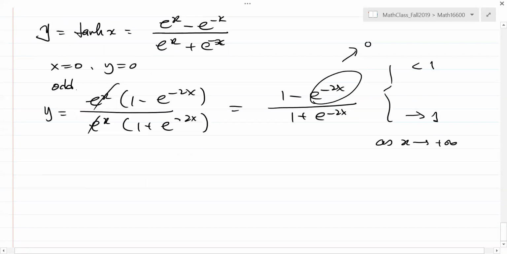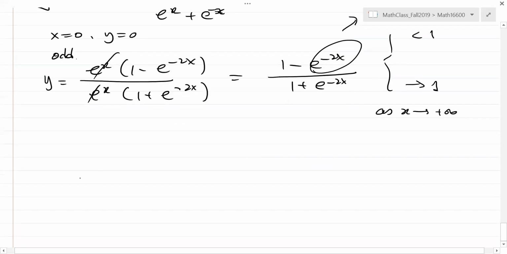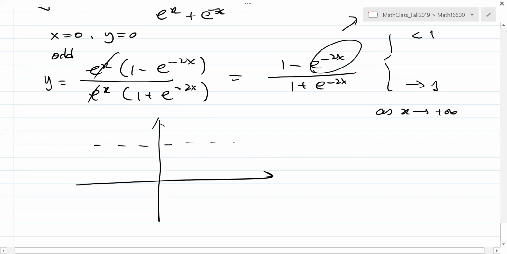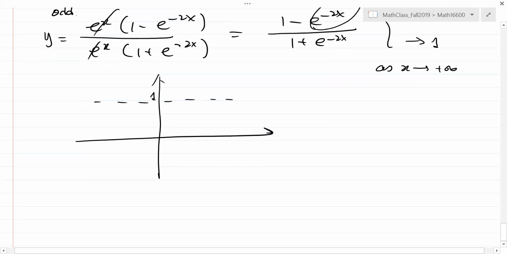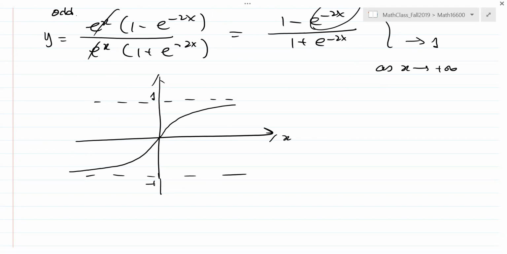All right, so based on this information, I can sketch the graph for the function. There is a horizontal asymptote at 1 and at negative 1, right? So the graph passes through the origin, so it goes like that. It's increasing, concave down on the positive side. So this is going to be hyperbolic tangent x.